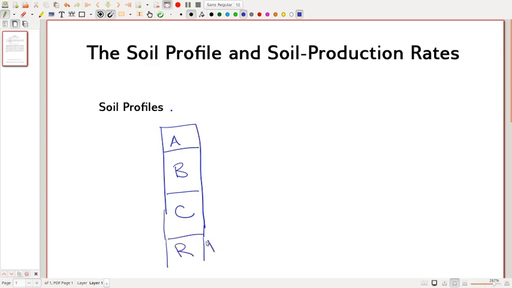And so, just to remind you, R is parent material. R stands for rock, but the parent material could also be aeolian sediment. It could be glacial till. C is the saprolite.